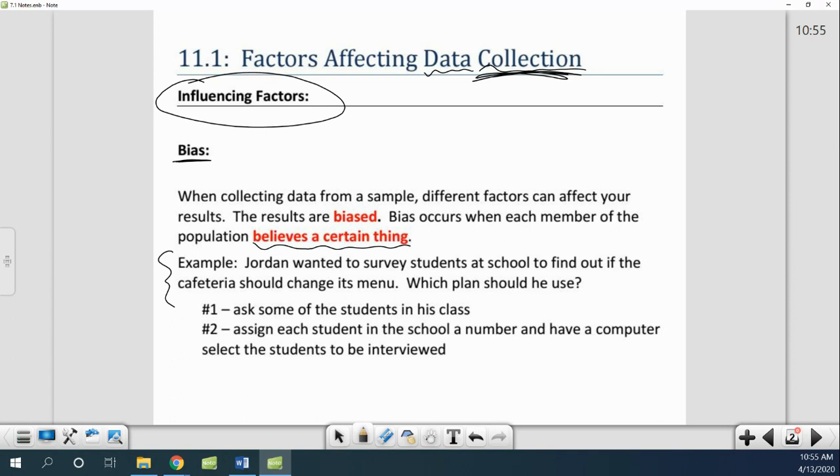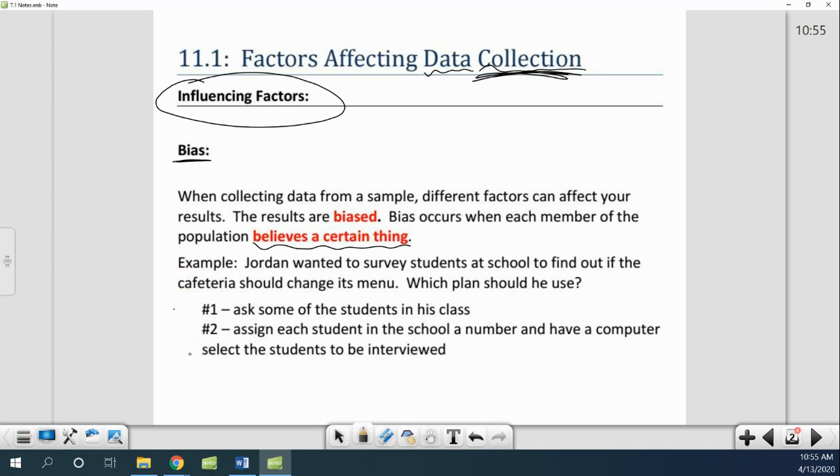We've got a student, Jordan. He wants to survey students at school. He wants to find out if the cafeteria should change its menu or not. And so he's got two plans. Plan 1, he's just going to ask the students in his class. Plan 2, assign each student in the school a number and then have a computer randomly select students from the entire school to be interviewed. So the question is, which would be better for eliminating bias?